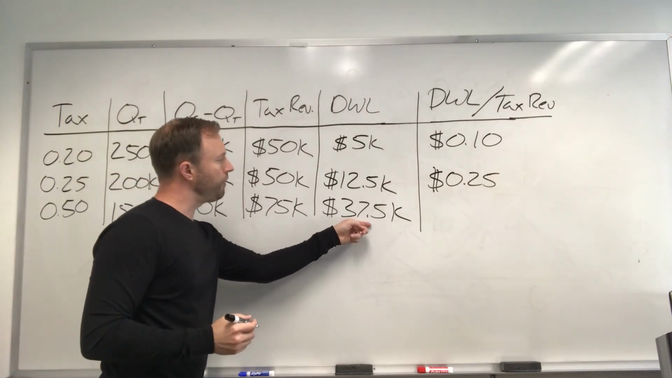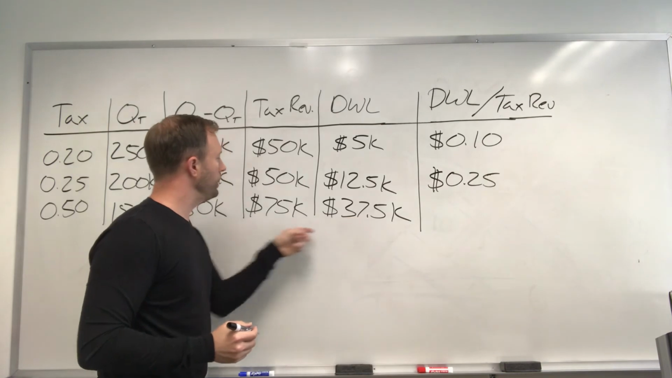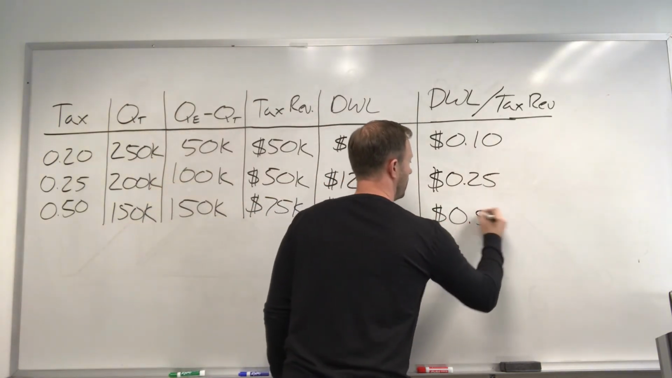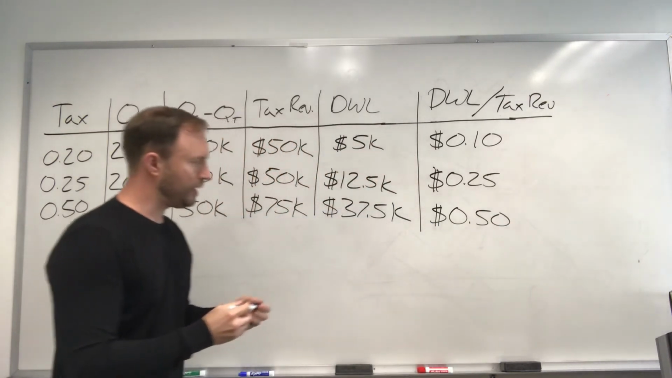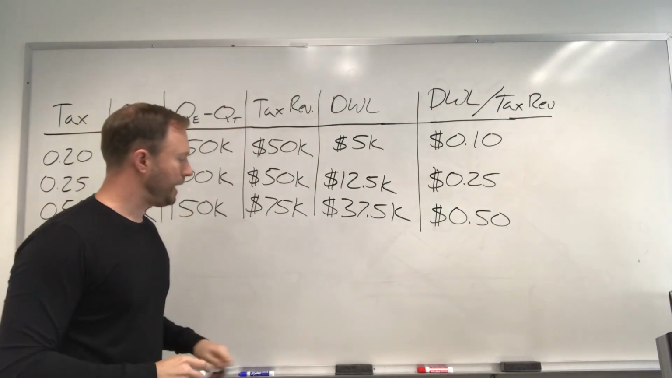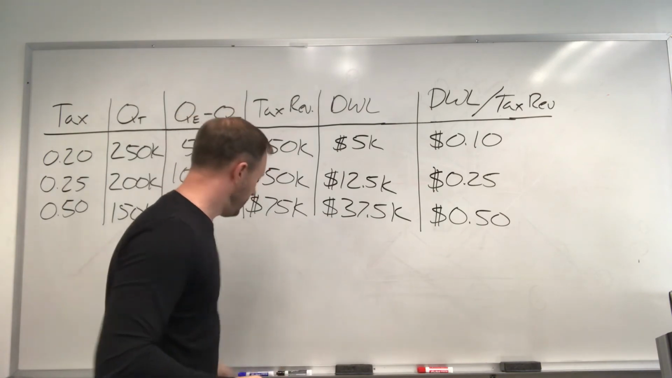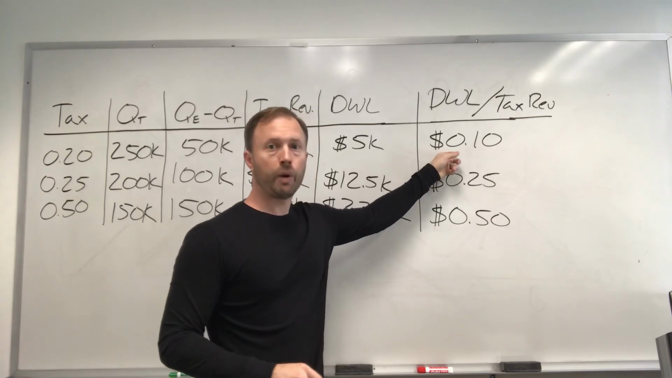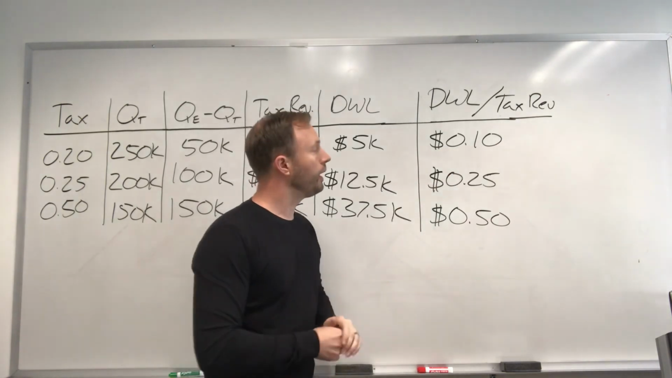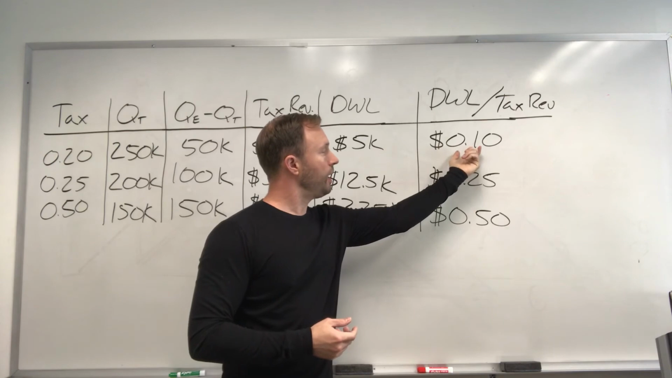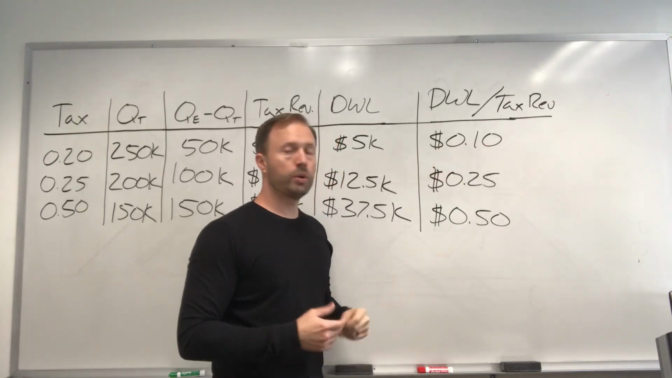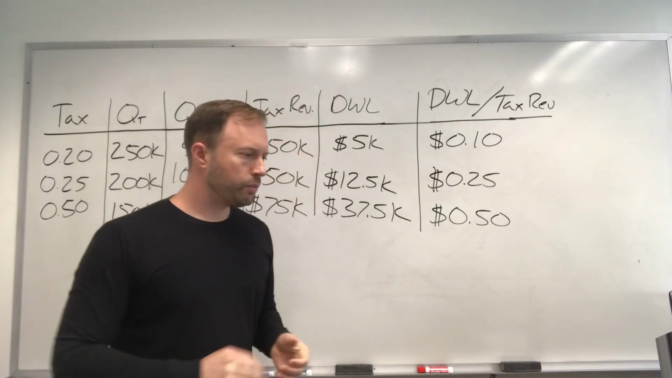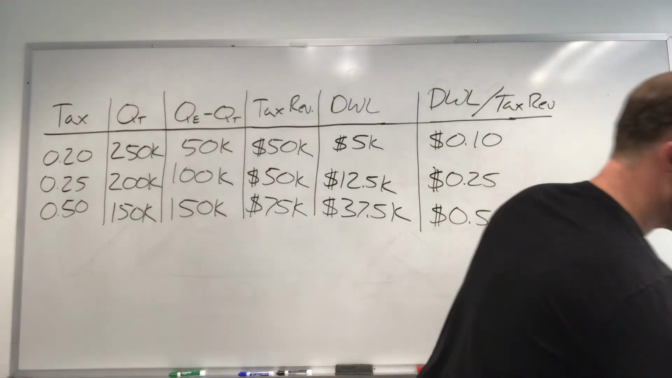Finally, 37,500 divided by 75,000 gives us 50 cents. There's a 50-cent deadweight loss for every dollar of tax revenue that we're raising. That tells us that the most efficient tax is the smallest one here, 20 cents per donut. It only gives up 10 cents per dollar in tax revenue raised versus 50 cents. So now let's move on to part D.